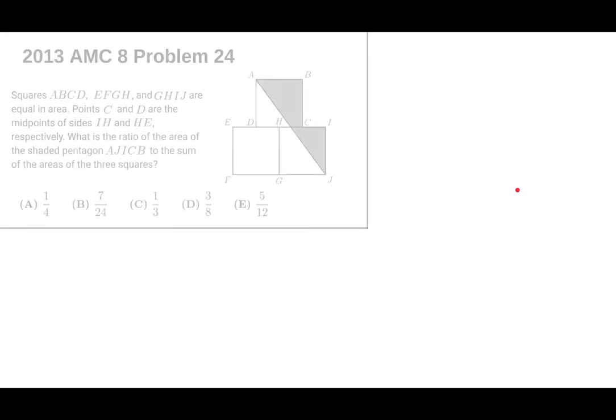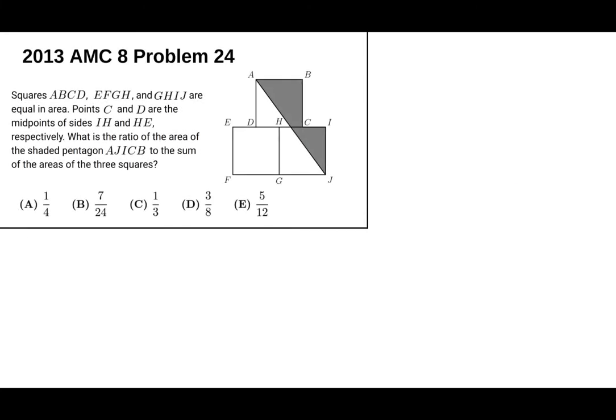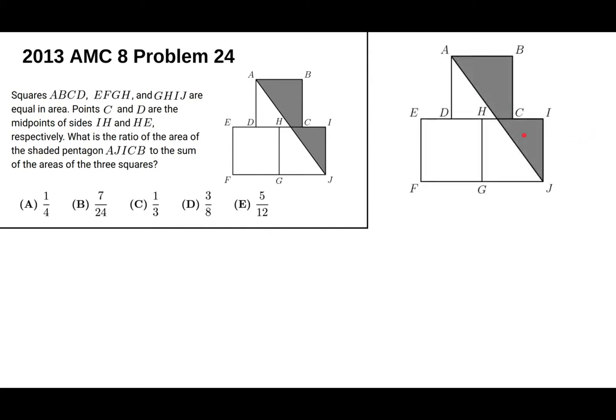Today I'm going to be presenting 2013 AMC problem number 24. Squares ABCD, EFGH, and GHIJ are equal in area. Points C and D are the midpoints of side IH and HE respectively. What is the ratio of the area of the shaded pentagon AJICB to the sum of the areas of the three squares? Let's redraw this diagram and label some of the sides.